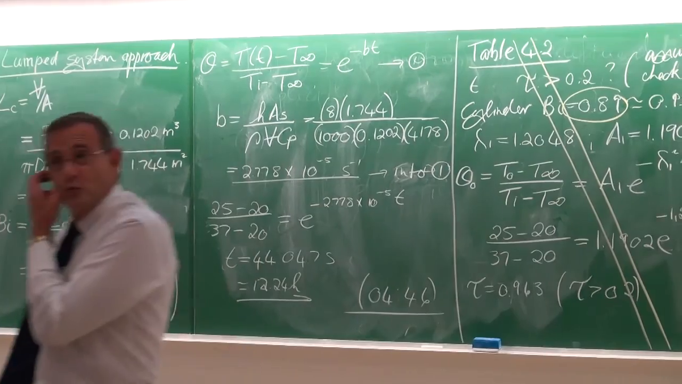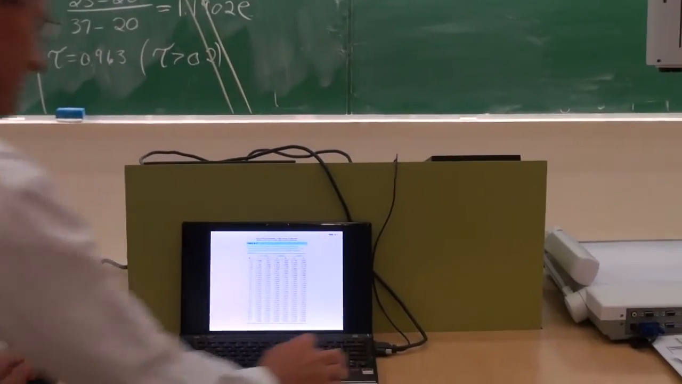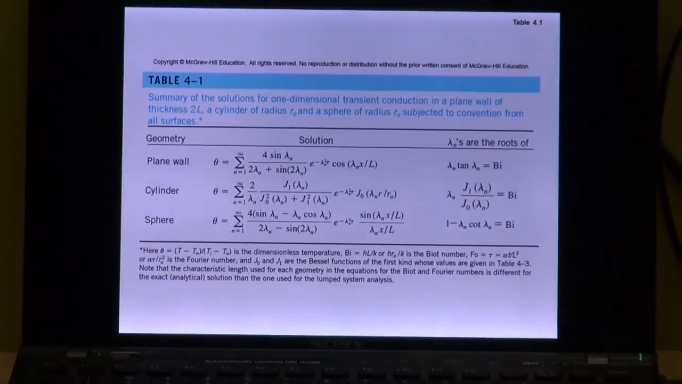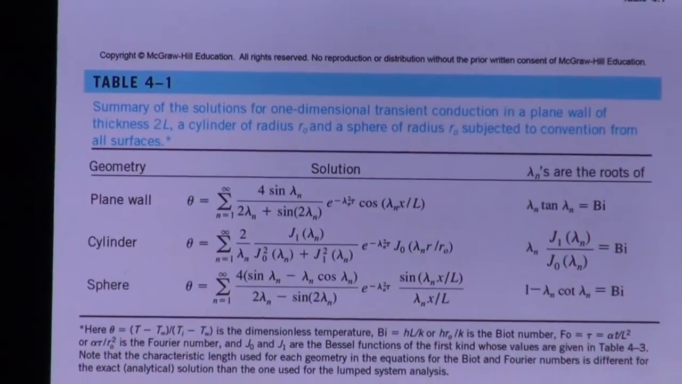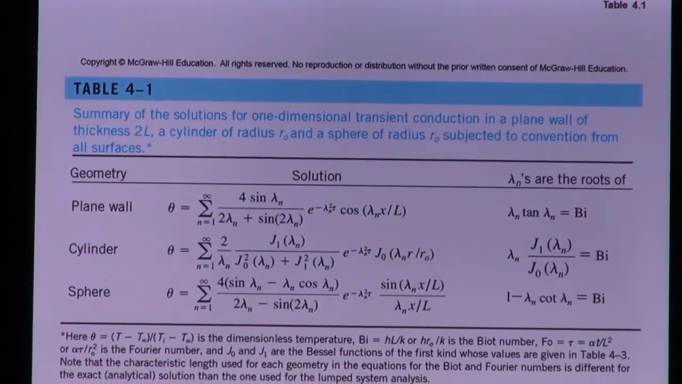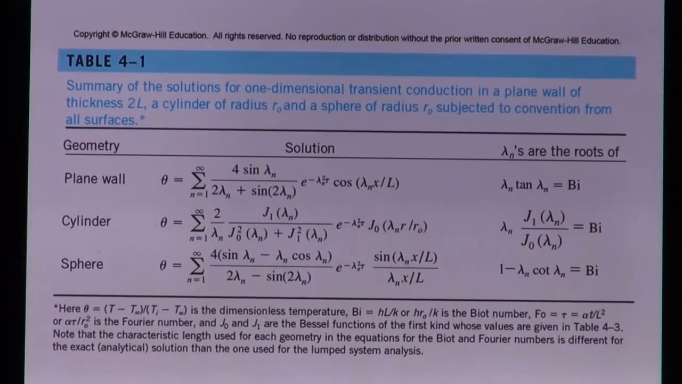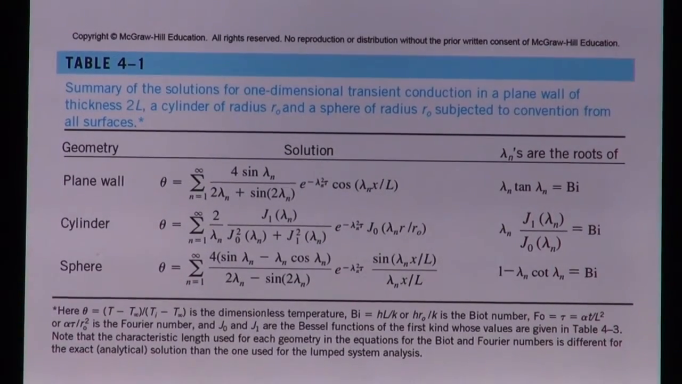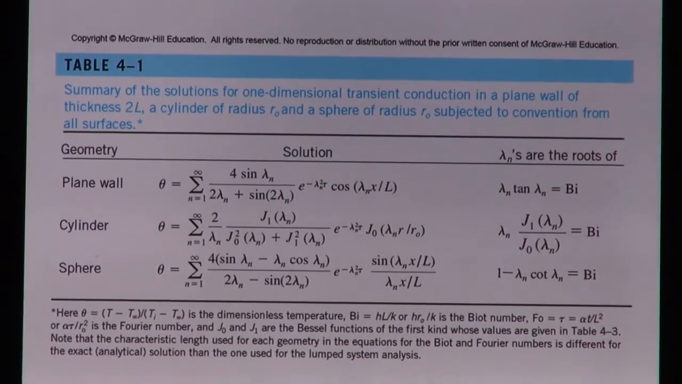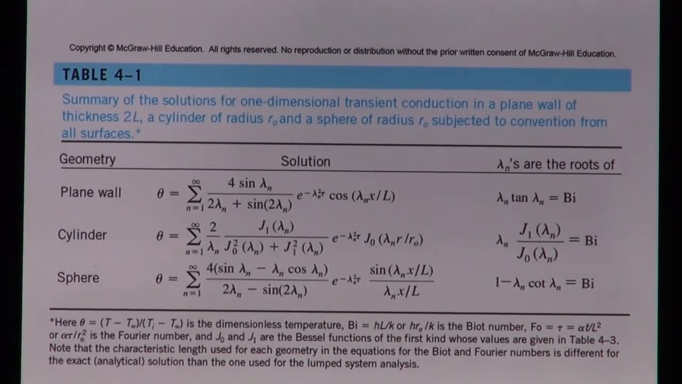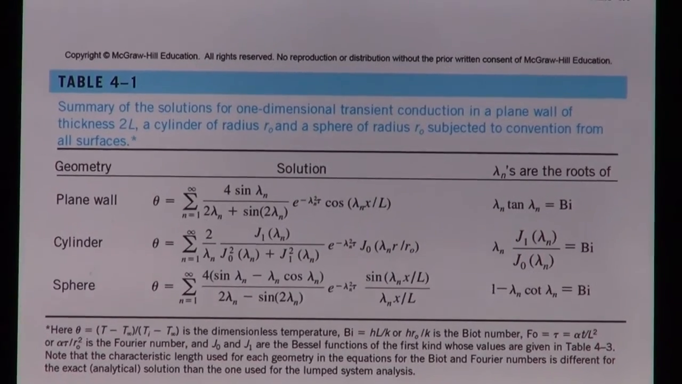Marlies, can we go to table 4.1 again quickly? The fine print. You see in the fine print, what does it say? How should the Biot number have been calculated? The Biot number should have been calculated as the heat transfer coefficient multiplied by the radius divided by the thermal conductivity, not the characteristic length. The characteristic length is for the lump system approach. Very important. I showed you that yesterday. You remember?